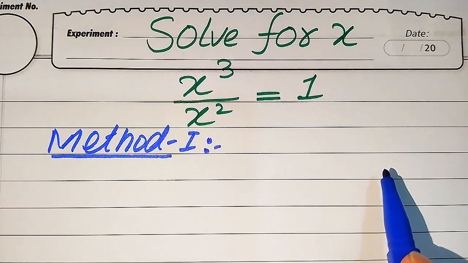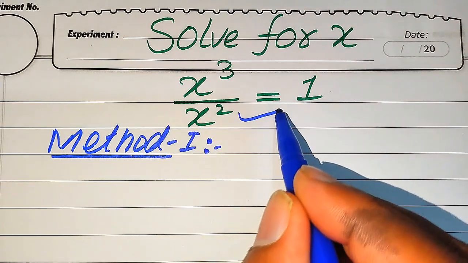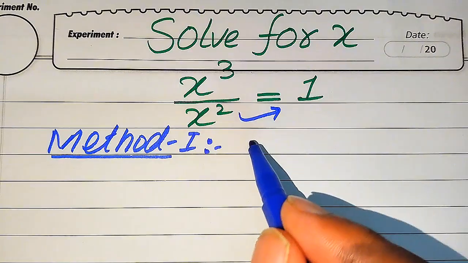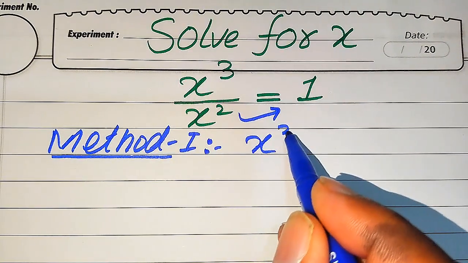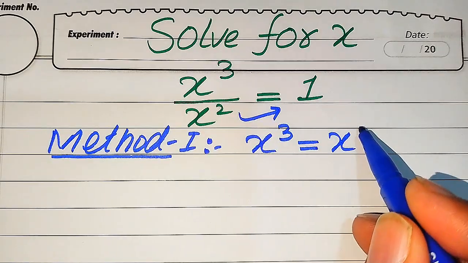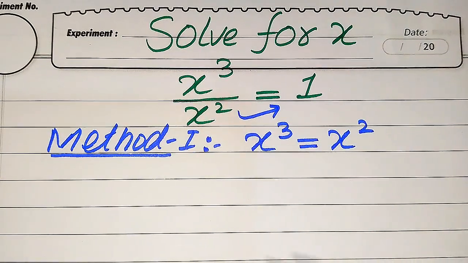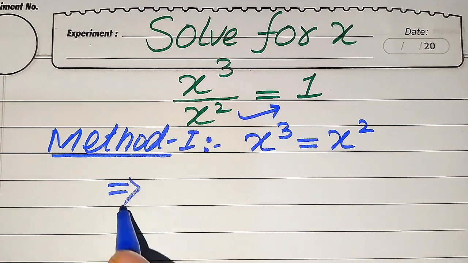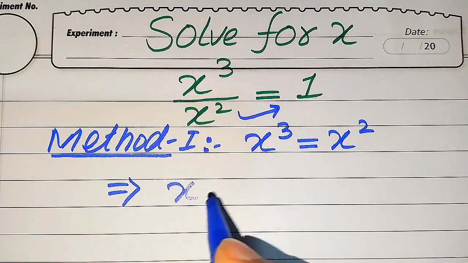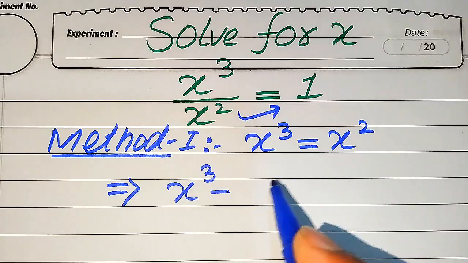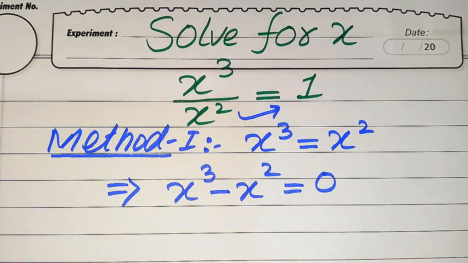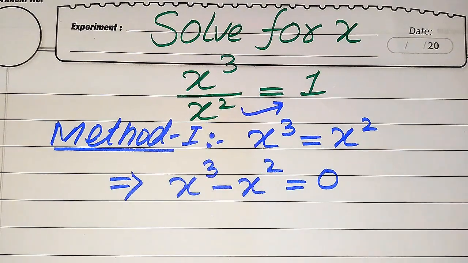And in the first method, here we need to move this x squared to the right hand side, and when we move x squared to the right hand side, it is multiplied by 1 and it becomes x cubed equals x squared multiplied by 1, equals x squared. And further, in the next step, here we move this x squared to the left hand side and it becomes x cubed minus x squared, and this whole equation is equal to 0.